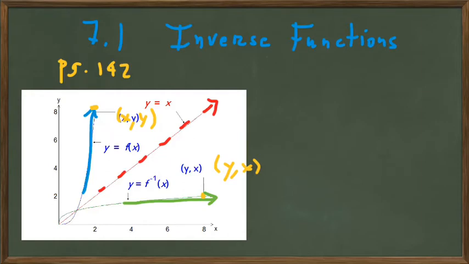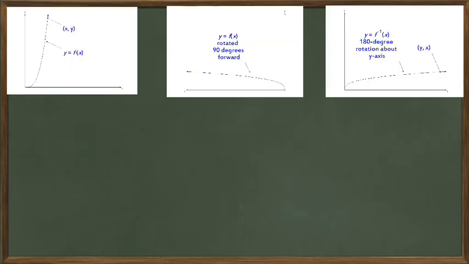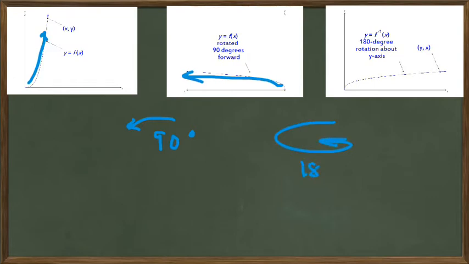And the third way to think about a function and its inverse is as a series of rotations of the original graph to get to the inverse. So let's look at that by looking at three graphs on the next blackboard. Let's start with this graph right here, y equals f of x. First we are going to rotate it forward 90 degrees to get this new graph right here. And then we're going to rotate that graph around the y-axis 180 degrees to get this graph right here.